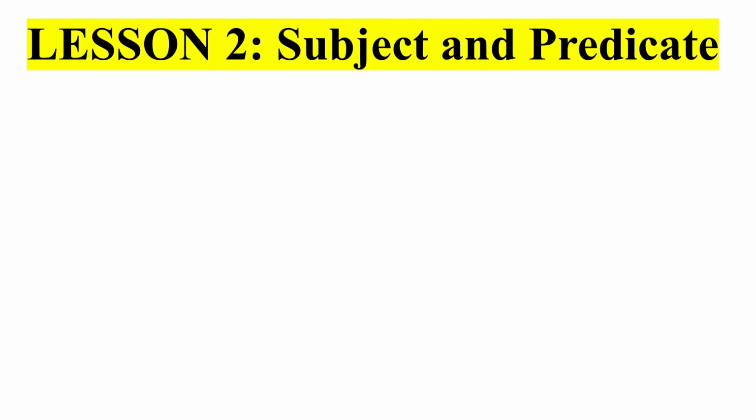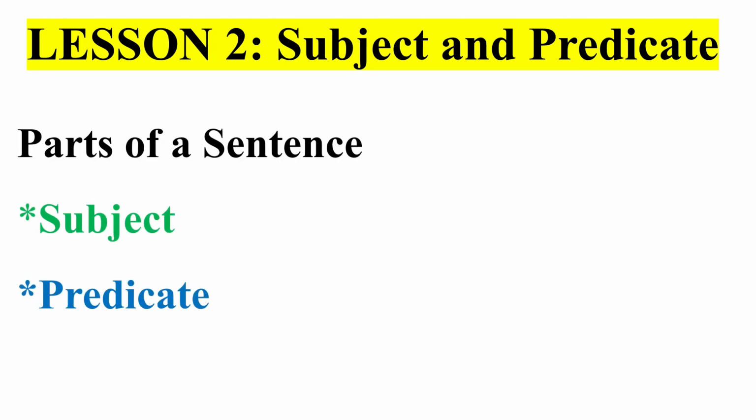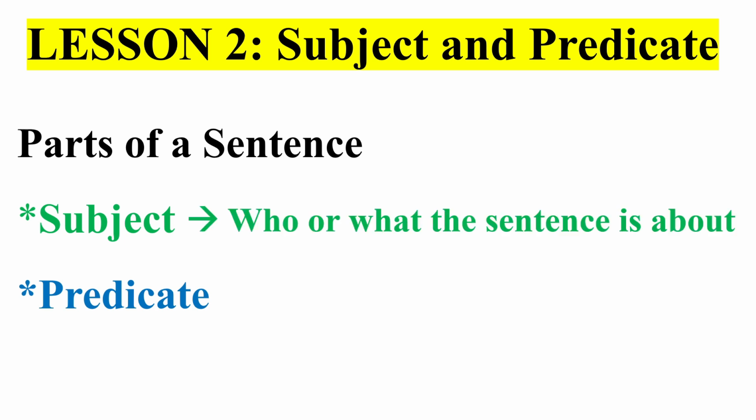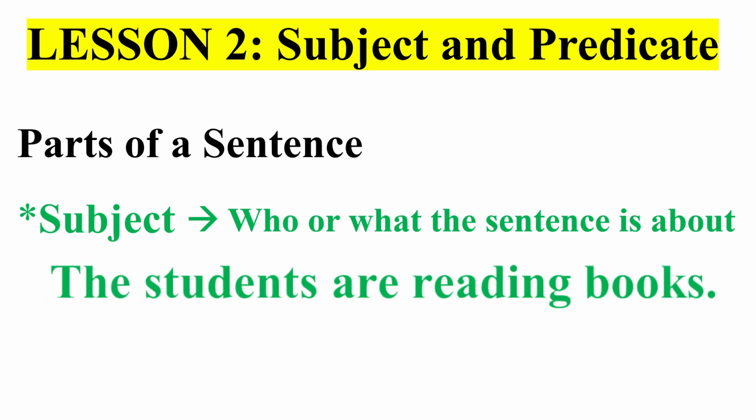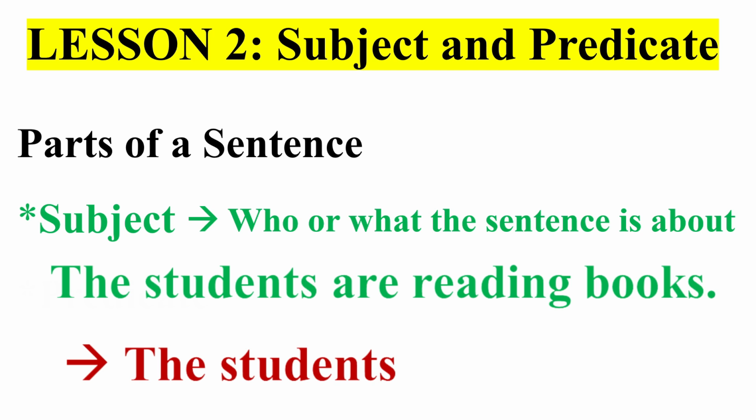Now, let's break a sentence into parts. Every sentence has subject and predicate. The subject tells us who or what the sentence is about. Let us look at this sentence. The students are reading books. Can you tell me what is the subject in this sentence? The subject in this sentence is the students.